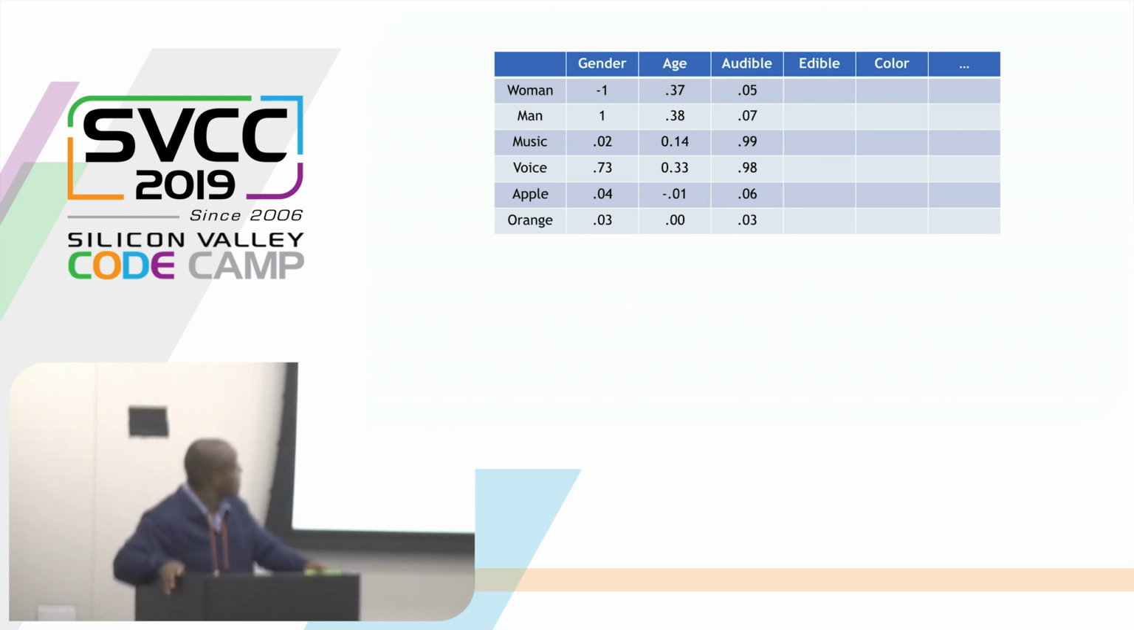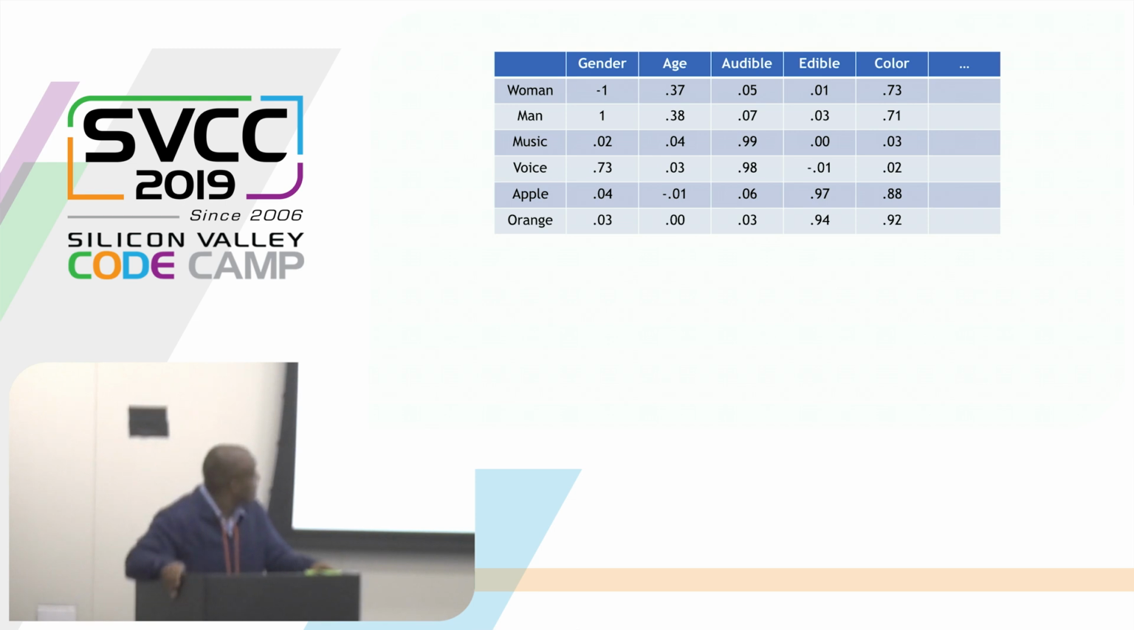Let's look at another example. Audible. The only one would be music and voice for the most part that are audible. Edible, mostly only apple and orange. And then color. You have men and women, and then you have apple and orange. It's learning these through weights. A neural network learns these weights. Then at the end, don't worry about it. You take something that's called the dot product, if you know what linear algebra is, and it will give you some relationship to see how closely related they are.